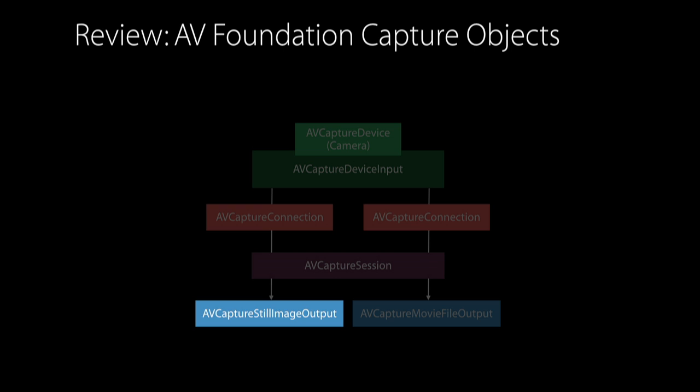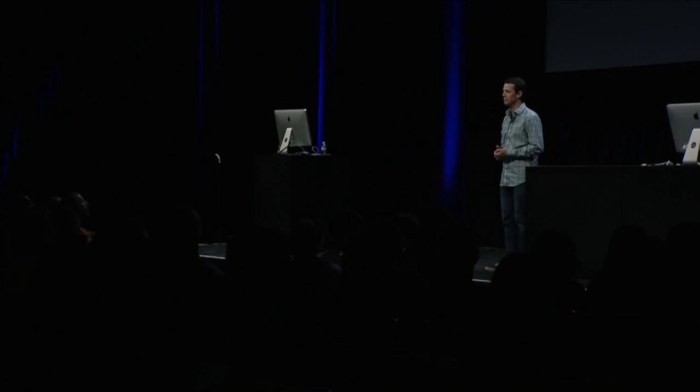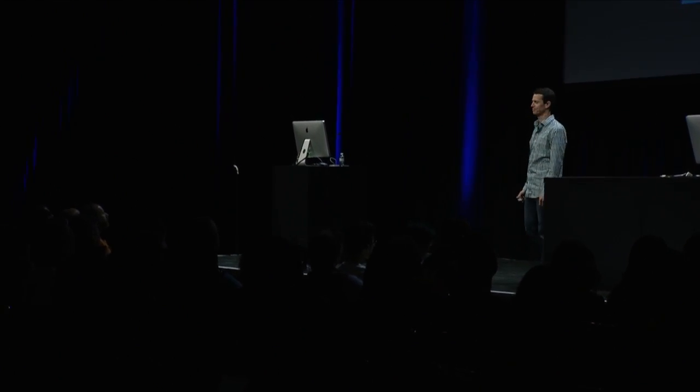All of these features I just mentioned relate to taking still images, so you might expect that we'd be spending a lot of time in the AV capture still image output today, but you'd be wrong. Today we're introducing a brand new capture output in iOS 10, and it's called the AV Capture Photo Output, emphasizing the fact that our photos are much more than static still images now.